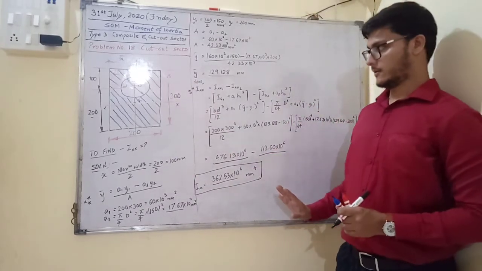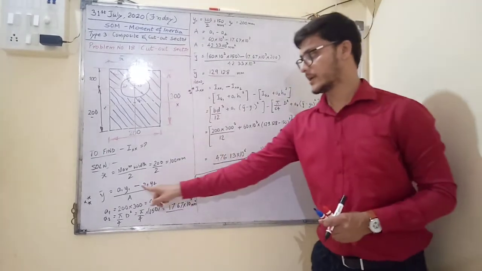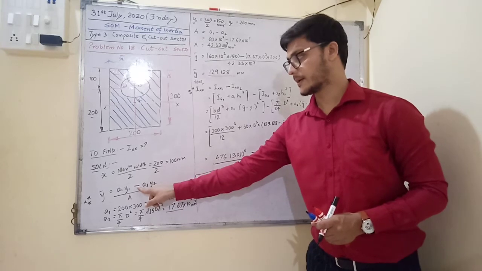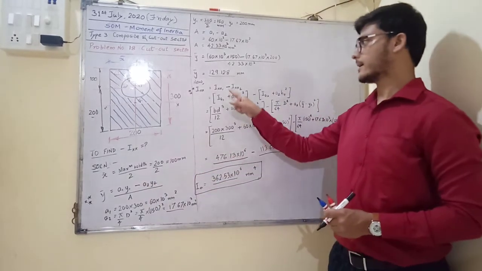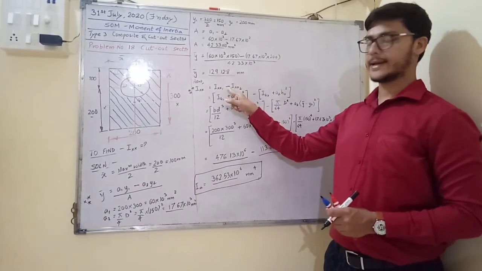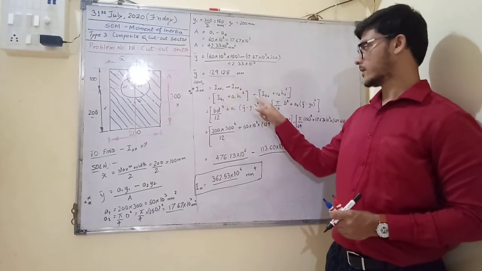So this is the problem for cutout section. Here you have to be careful. In cutout section, the y bar formula has a minus, and in this Ixx1 minus Ixx2 will be there.